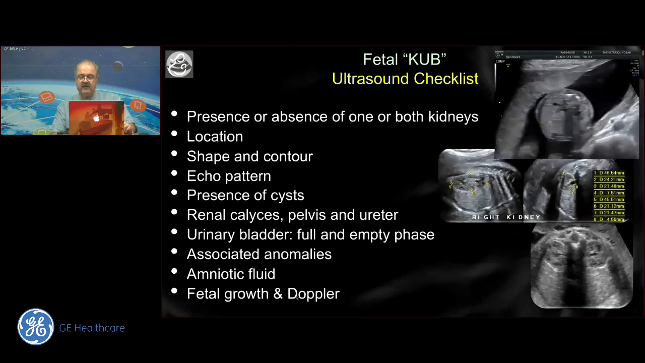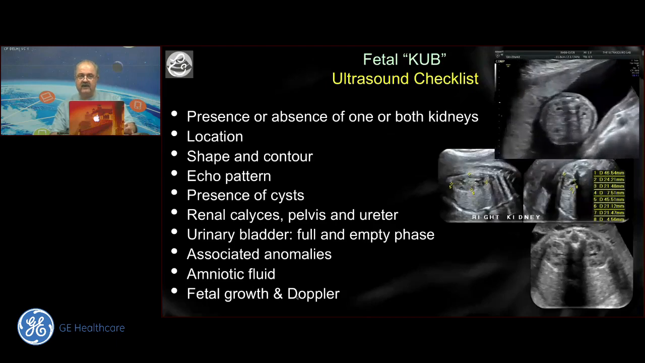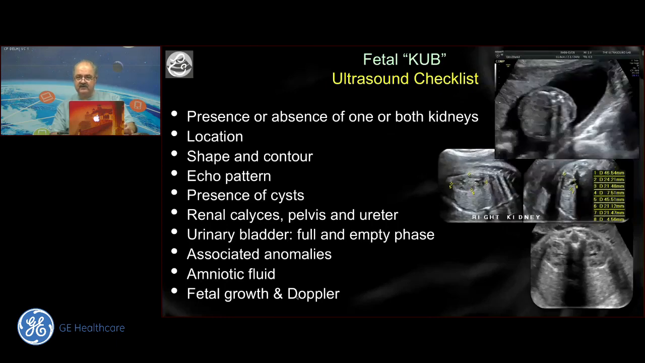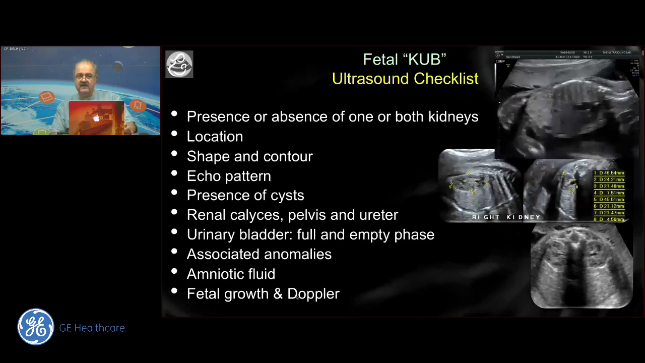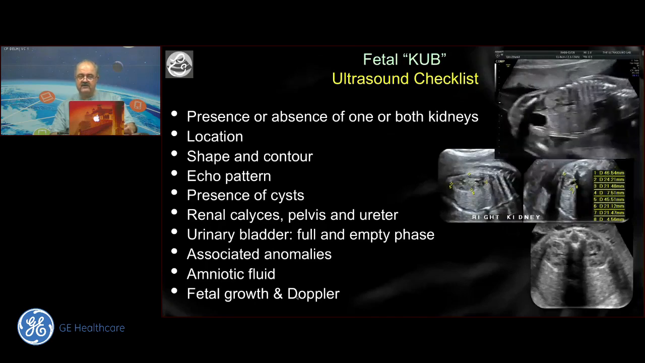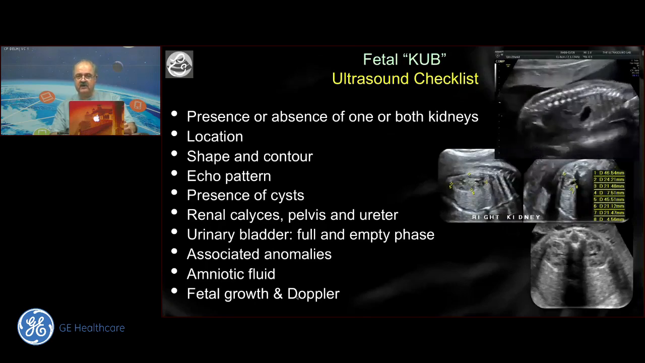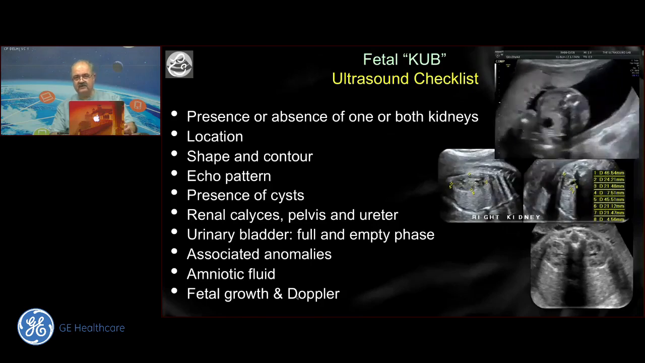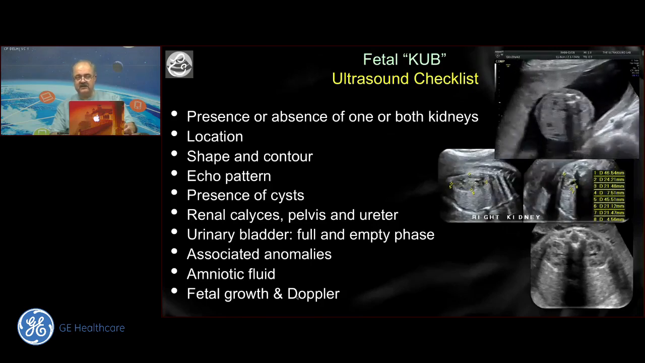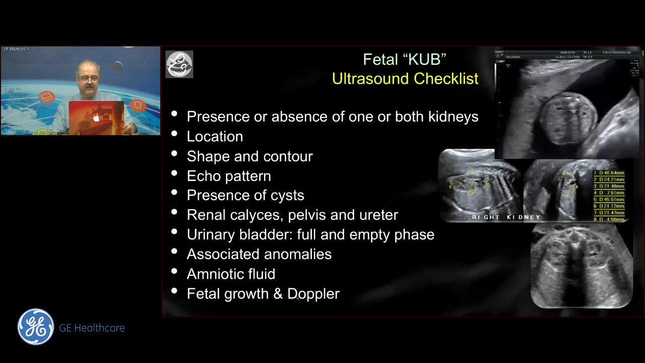Fetal growth and Doppler are important because we know that the actual amount of kidney function can be regulated by the changes in the renal artery. And one of the things that happens in fetal adaptation to a growth insult is the fact that it switches off supply to the non-essential organ, and the kidney, technically speaking, is a non-essential organ for the fetus.